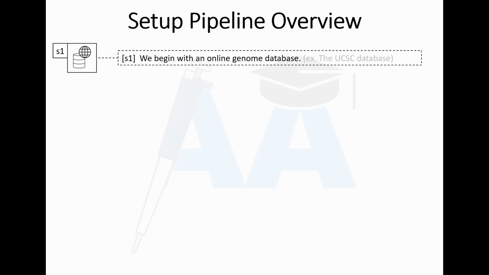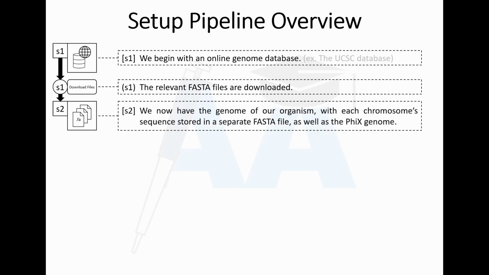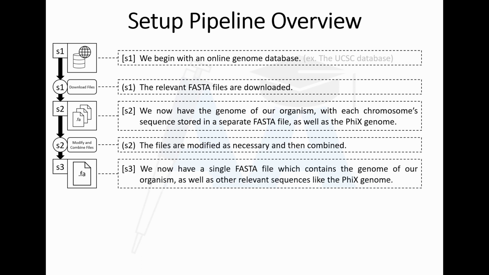Well, we first download the relevant FASTA files from an appropriate online database, such as UCSC. These FASTA files make up the genome of our organism of interest, with each chromosome's sequence stored in a separate FASTA file. We may also need to download the PhiX genome. The files are modified as necessary and then combined. This gives us a single FASTA file which contains the genome of our organism, as well as any other relevant sequences like the PhiX genome.